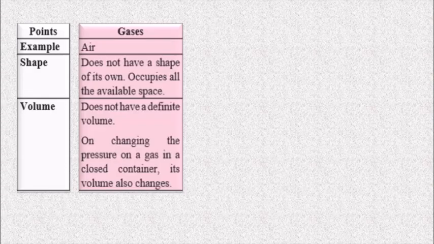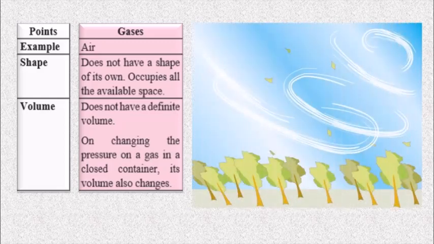Next is gases. Gases like air. Air is present everywhere. So, air does not have any shape of its own and it occupies whatever space is available to it. Also, air does not have a definite volume.